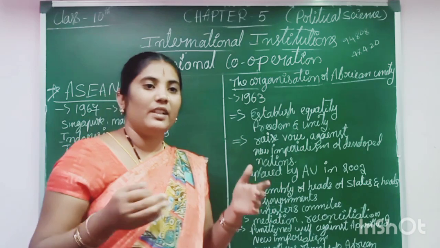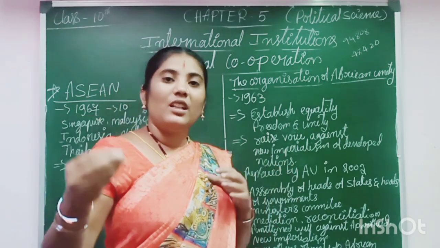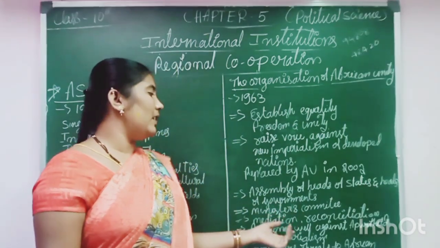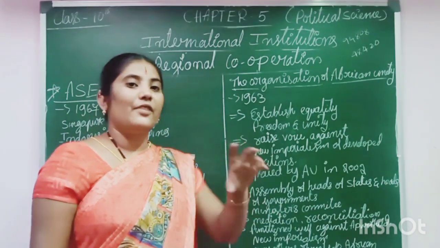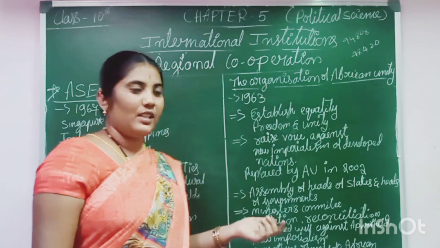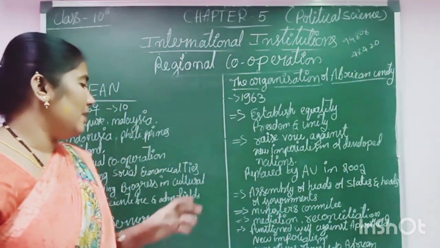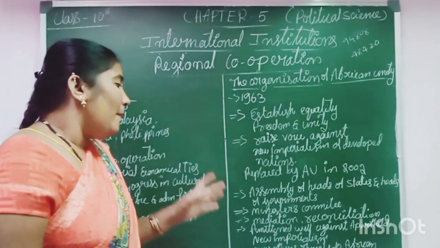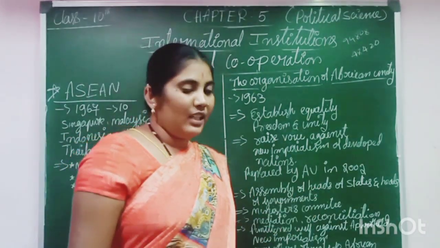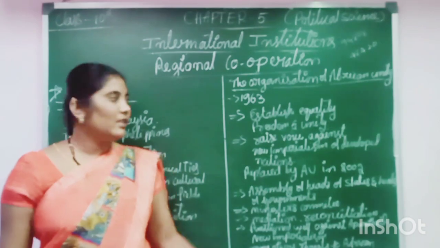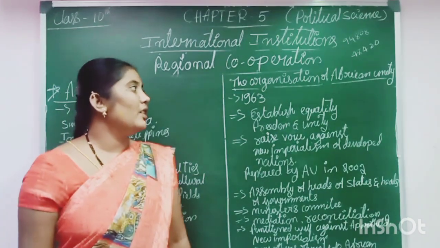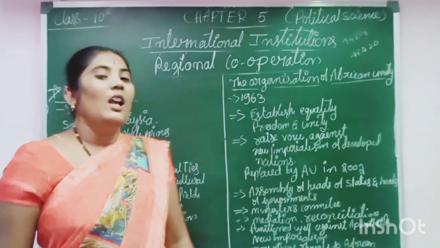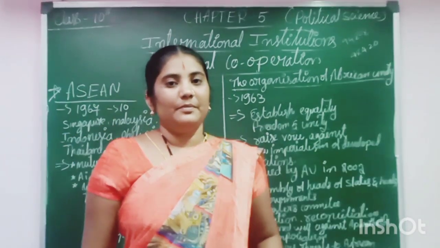Apartheid, you know what it is: discriminating against people on the basis of race and color. Imperialism is when one sovereign country controls another sovereign country. It always fights against this new imperialism and apartheid, and there are many other traits of African nations. Understand? This is all about the Organization of African Unity, which was afterwards replaced by the African Union.